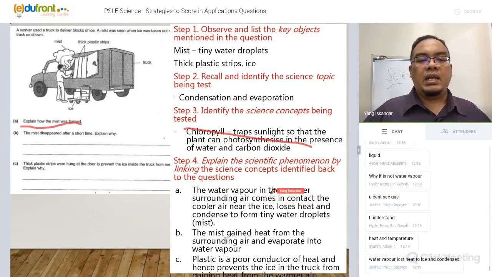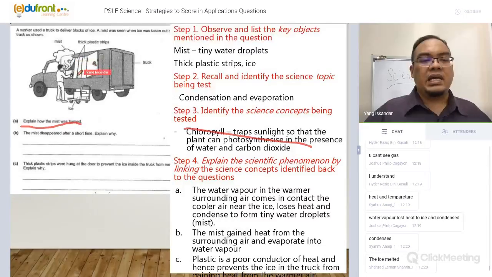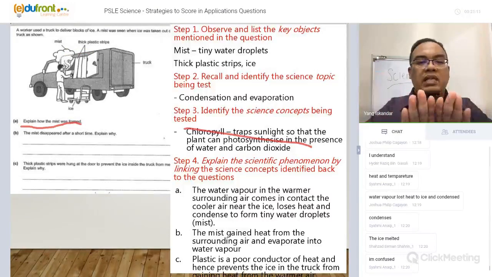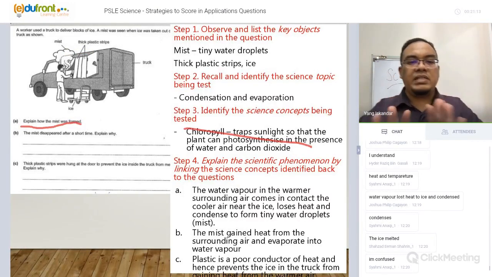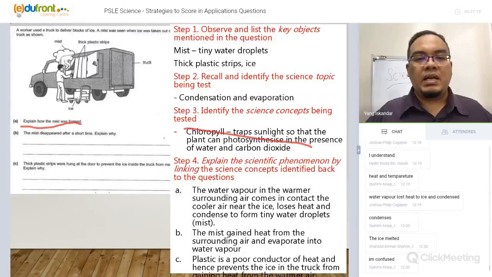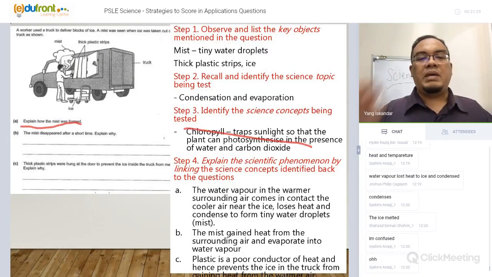We know that the warmer surrounding air contains water vapor, and when you open the door, because of the ice inside the truck, the air around the ice will be cooler than the air outside. So when there is a warm air and a cold air, you can see there's a difference in temperature. When there's a difference in temperature, there will be a heat transfer. Remember, what is the property of heat? Heat transfers from region of higher temperature to region of lower temperature.